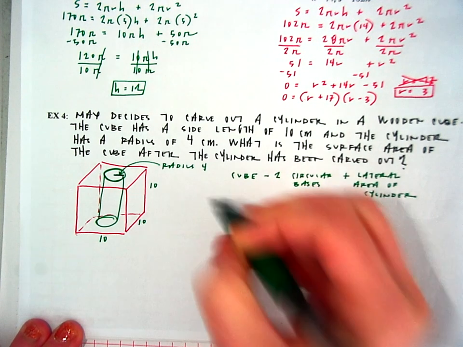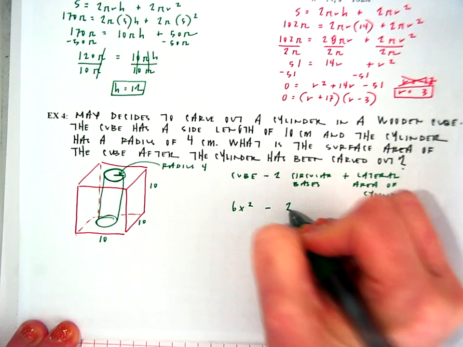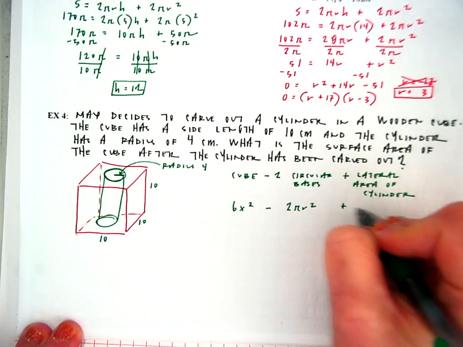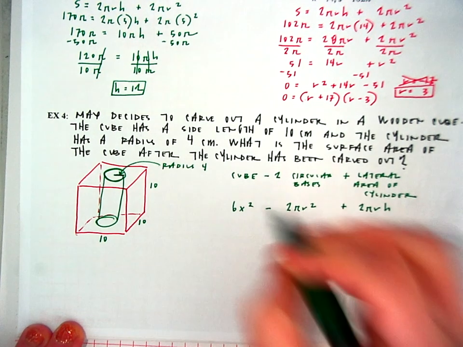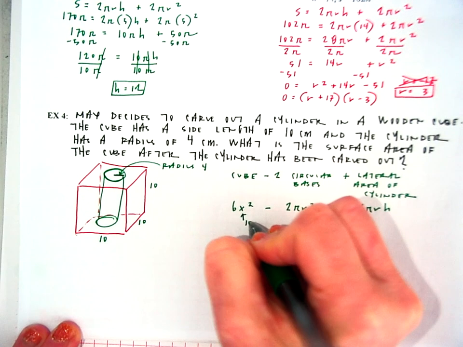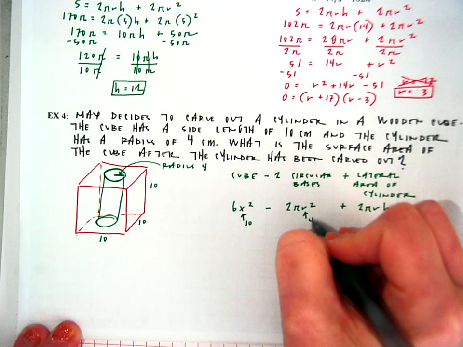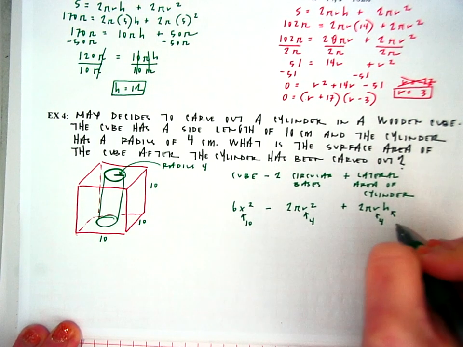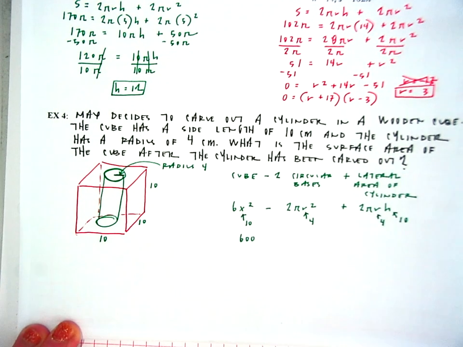So my cube, I know that it's 6 times the side squared. My two circular bases, pi r squared, and then the lateral area of the cylinder, that's my circumference times the height of it. So when I plug everything in, my cube, all sides, they're all 10. The radius for those circular bases is 4. The height of the cylinder is the same as the side of the cube, so 10 right here. So I get 600. That's my cube, 600 square centimeters.